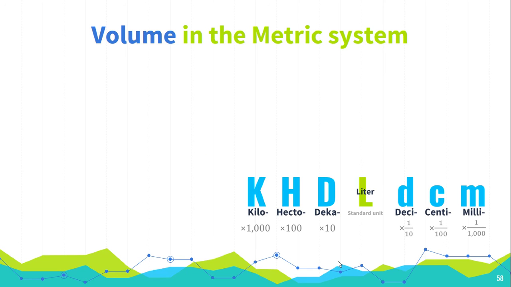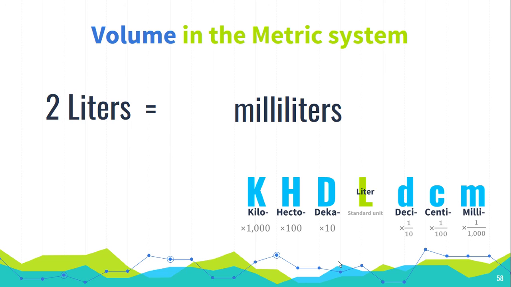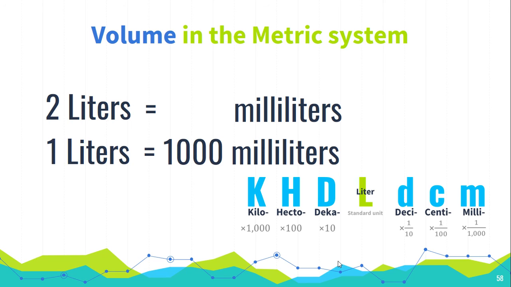An example in volume in the metric system is if I have 2 liters and I want to change it to milliliters, I'm going to ask myself, well, for every 1 liter, there's 1,000 milliliters. And since I'm going from a bigger unit to a smaller unit, I am going to multiply. So 2 times 1,000 is 2,000. Don't you love conversions in the metric system?